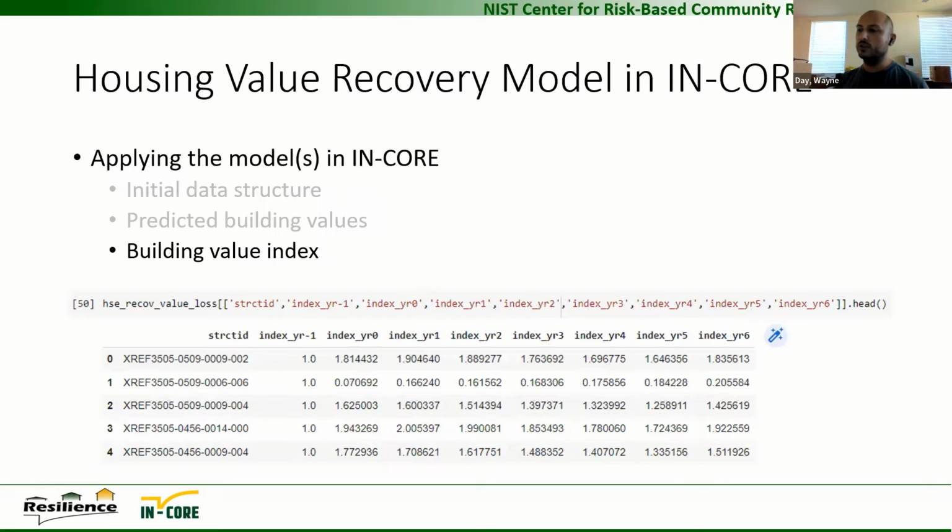So then we can take those predicted building values, convert those into an index where the base year is equal to 1, and then you can see how building value changes over time per parcel. So here you can see it goes up 80% in year 0. This one more represents one that shows value loss because of damage. It goes down almost 93% in the year of the disaster.